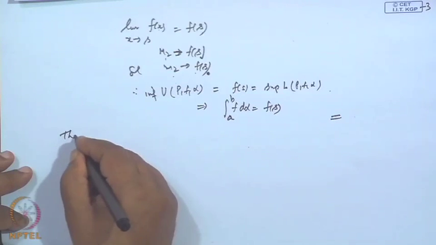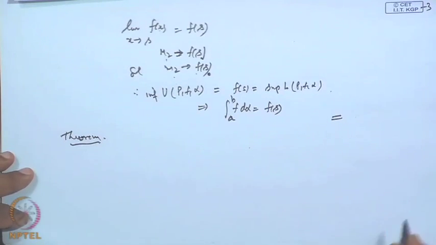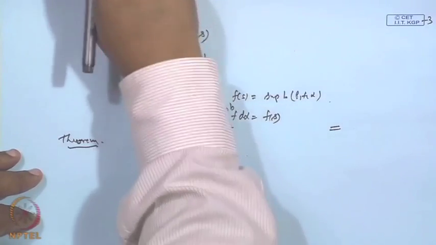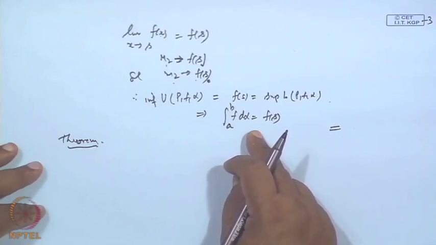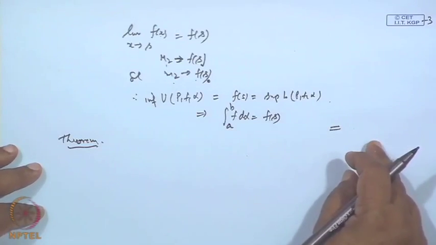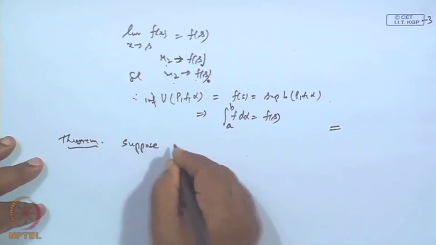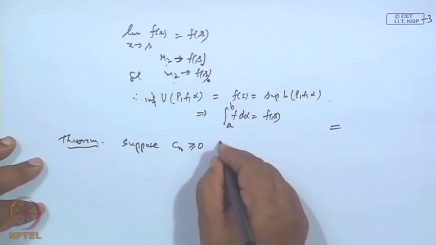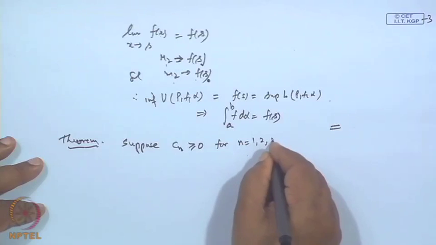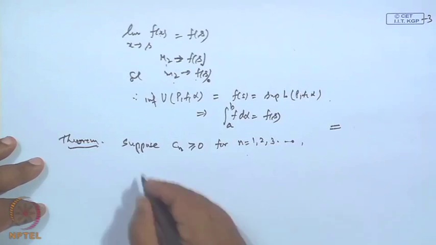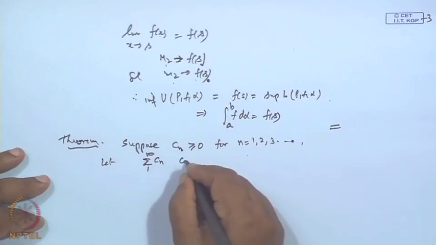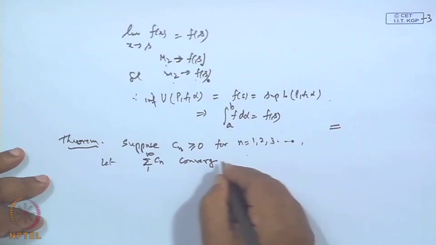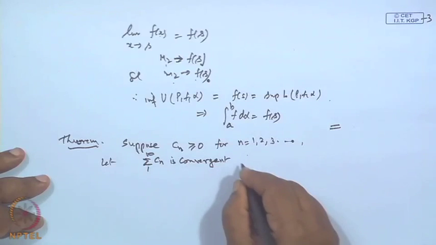The second result, also in connection with the step functions, will give the result that if alpha is a step function, then the Riemann integral will be reduced to an infinite series or a finite series depending on this. So, suppose c n is greater than or equal to 0 for n equal to 1, 2, 3 and so on, and let the sum of c n from 1 to infinity be convergent.